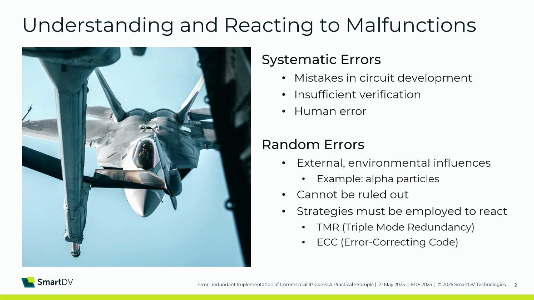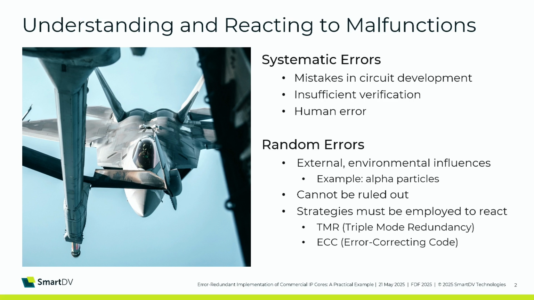Systematic errors can typically be ruled out by increasing the verification coverage or deploying advanced verification techniques. I would like to emphasize the use of verification IP because this allows us to increase verification coverage and code coverage dramatically. Other topics such as human error or mistakes in circuit development can simply be ruled out by deploying silicon-proven IP cores.